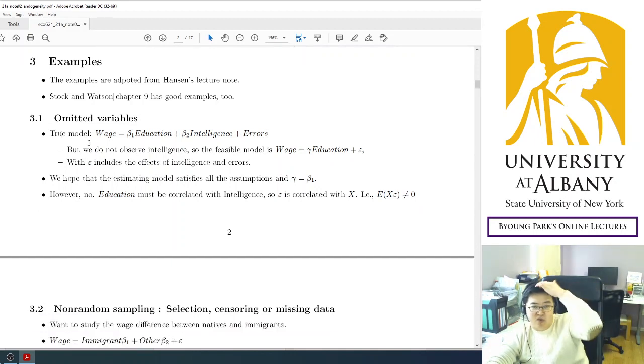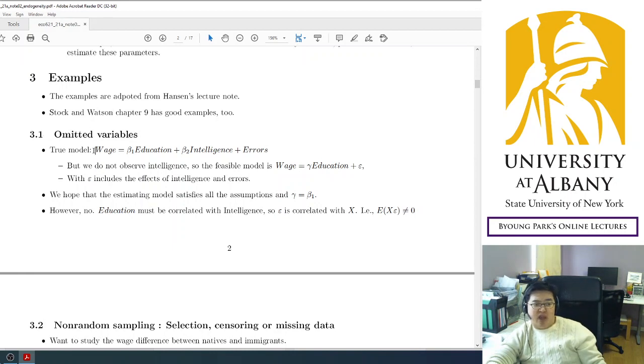As I said, all the variables have their own meaning, so keep that in mind. We are not just approximating the left-hand side variable using the right-hand side variables. The first example is the omitted variables problem. Suppose that wage is determined by education and intelligence and errors, say accounting errors or measurement errors. The key problem here is that intelligence is not observed.